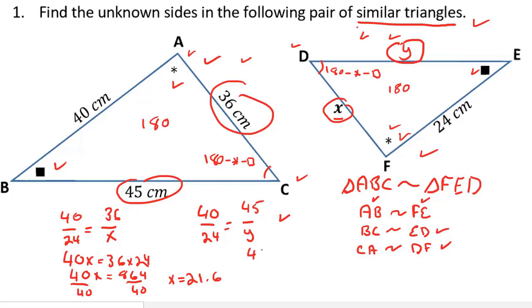Now let's solve for y. Again, we're going to cross multiply, and we get 40y equals 45 times 24. 45 times 24 is 1080. Divide both sides by 40 to get y by itself, and we end up getting y equals 27. Now we've used similar triangles in our proportional statements to solve for the unknown sides in triangle FED.